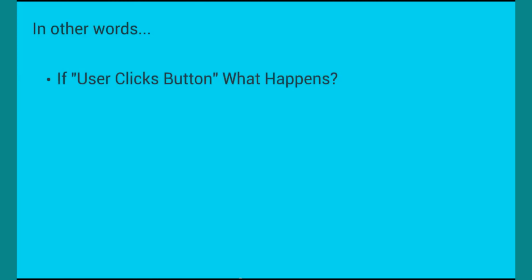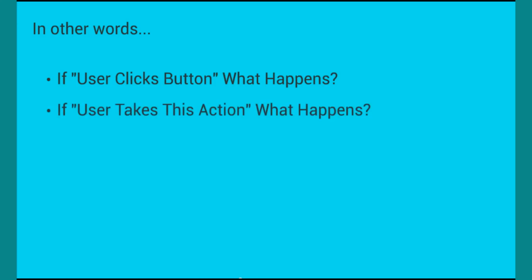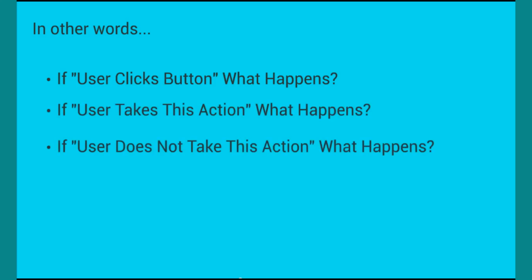So for example, if a user clicks a button, you're gonna write down what happens. If the user takes a specific action, then what happens? If the user does not take that action, then what happens? You're really gonna have to figure out all the steps of the process: if this happened, then this happened; if this does not happen, then what happens? It's kind of like if and else statements. It's a logical, if this happens, then that happens. It's kind of like cause and effect, essentially.